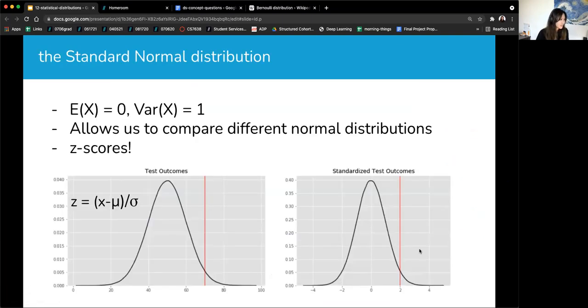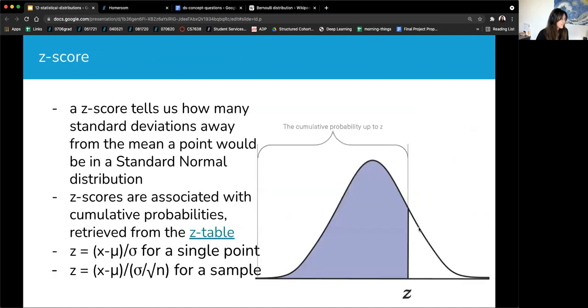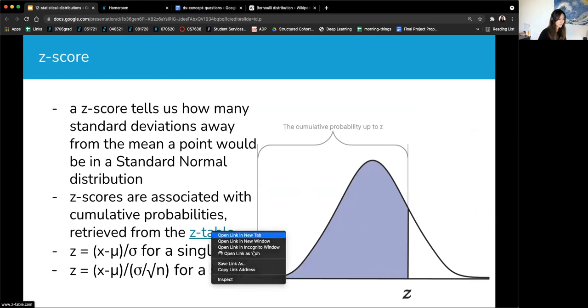All right, one last slide. This sums up what I was saying earlier. A Z-score tells us how many standard deviations away from the mean a point would be in a standard normal distribution. You can also look up the probability associated with every Z-score, and this will be relevant for our next study group. You can actually use this Z table.